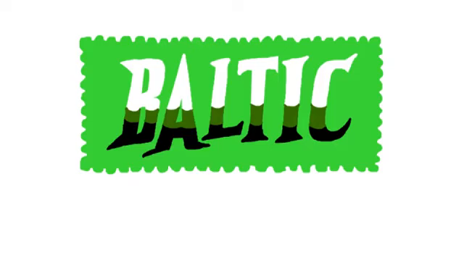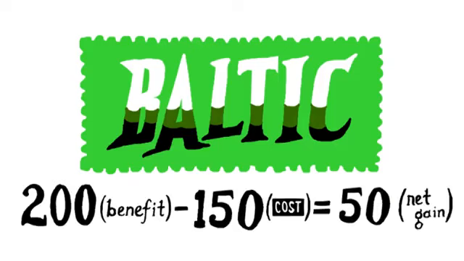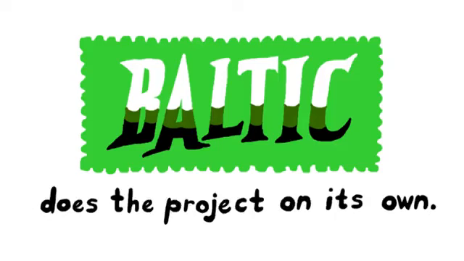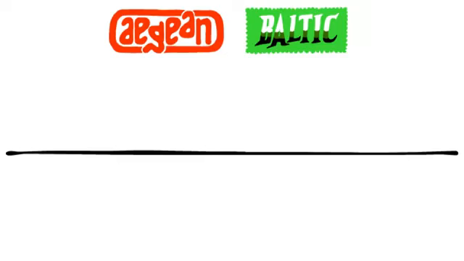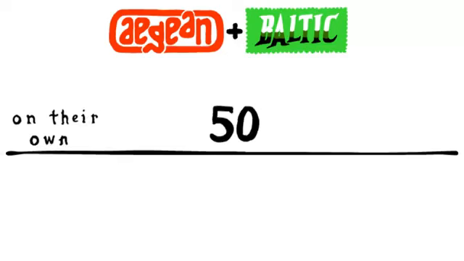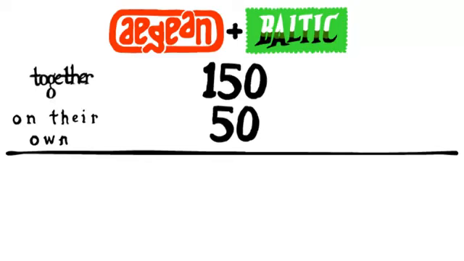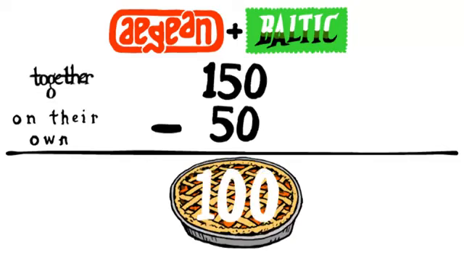Baltic, on the other hand, can benefit 200 at a cost of 150, netting 50. It's worthwhile for Baltic to do the project on its own. Thus, the net benefits look more like this. Without an agreement, Aegean and Baltic can jointly reap benefits of 50. They can increase their gains from 50 working solo to 150 by working together. Thus, the pie is 100.